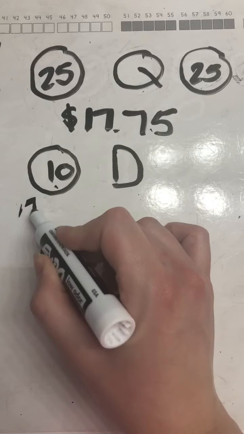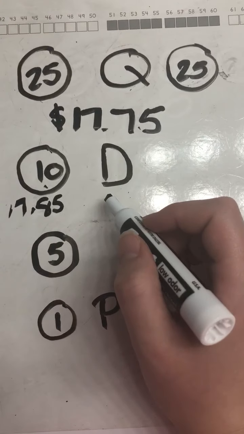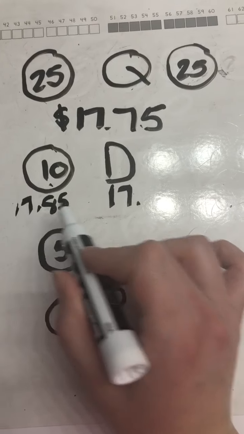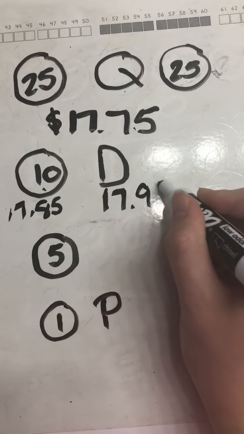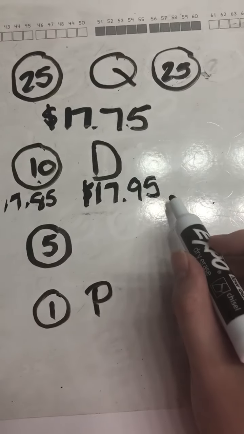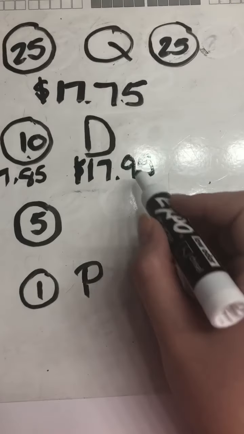Okay, so right here I'm at $17.85. Now I need to add 10 again to my change. Remember, this number goes up by 10. $17.95. So after I count my dimes, I have $17.95.